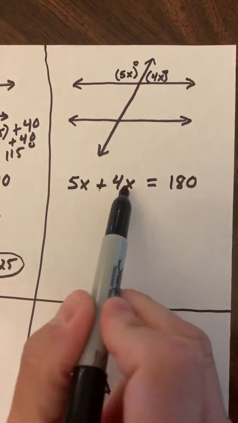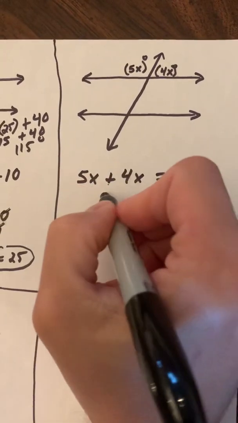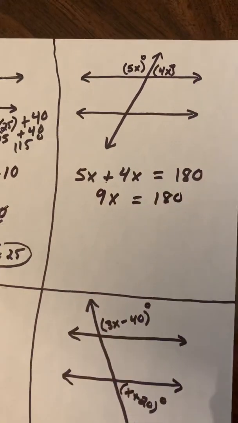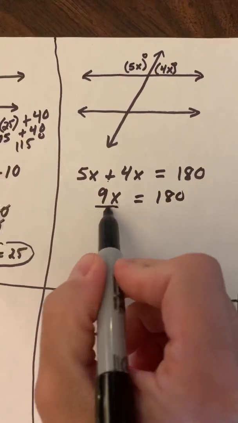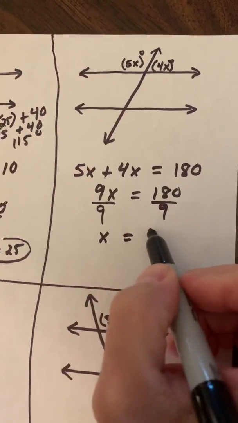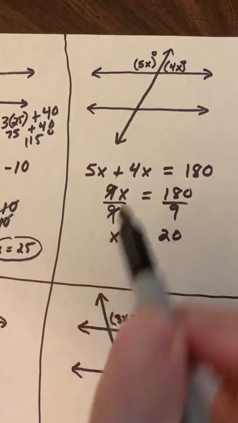Okay, my x's are already on the same side, so I can just combine them together. 5x plus 4x is 9x. Since I don't have 1x, I've got to divide by 9, and I get x equals 20. That's 180 divided by 9 because my 9's canceled, okay?